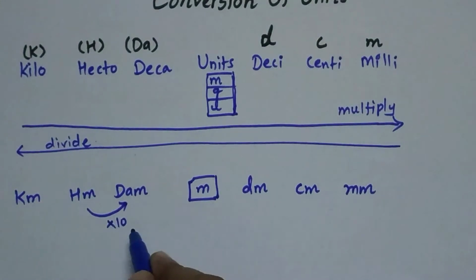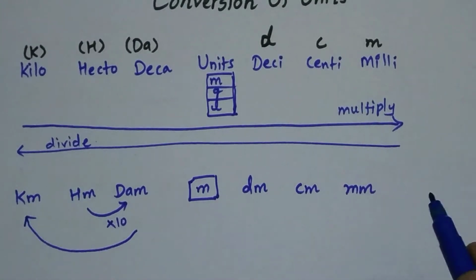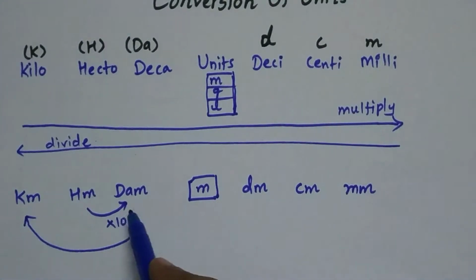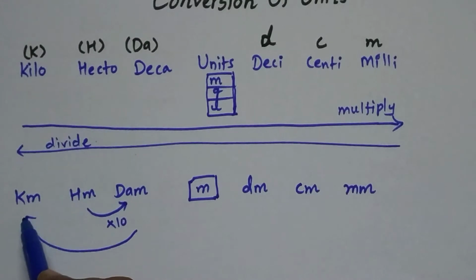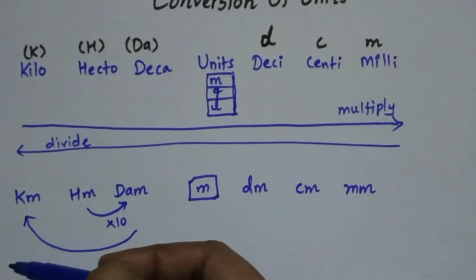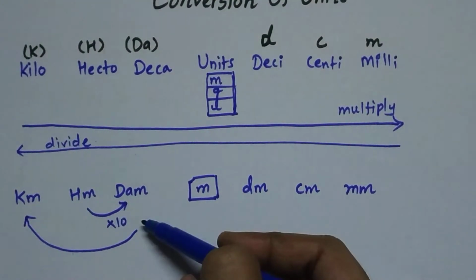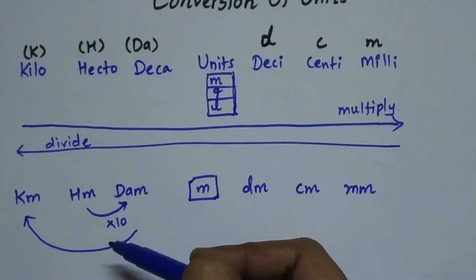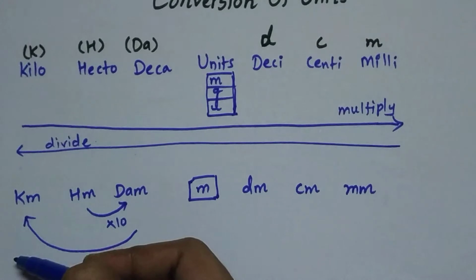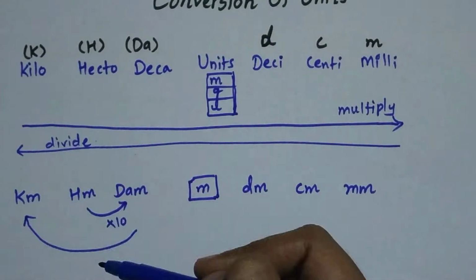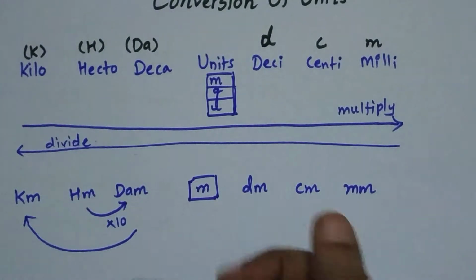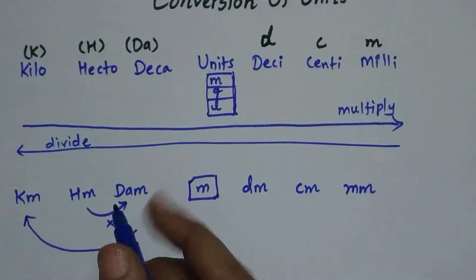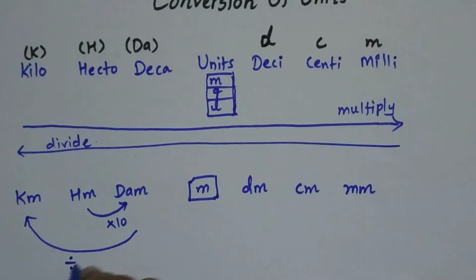Suppose from a decameter I want to go to kilometer. From this decameter I want to go to the kilometer. Means I am going to the left hand side, from lower to higher. Whenever you are going to convert from a lower unit to a higher unit, you will divide. Going to the left hand side, you will divide by the number of jumps. Here I am going to take 1 and 2, that is 2 jumps, so I will just divide by 100.